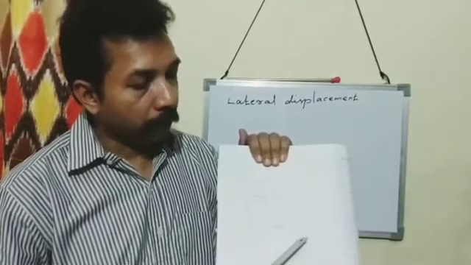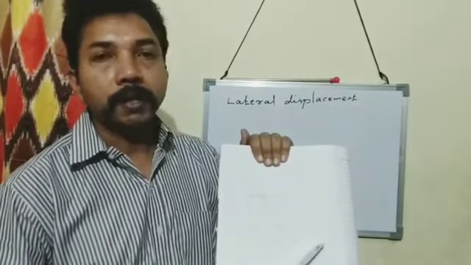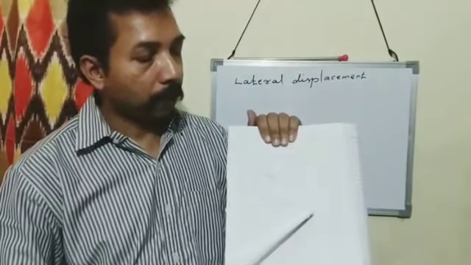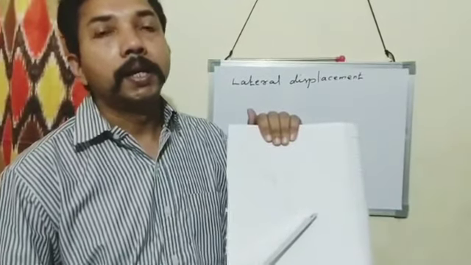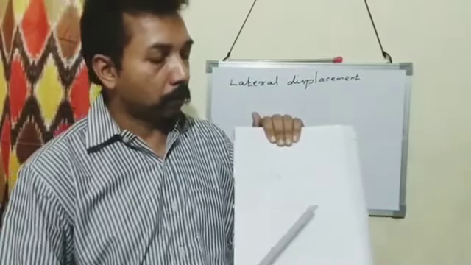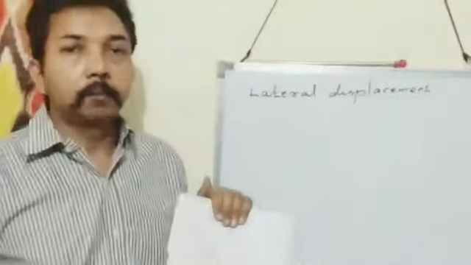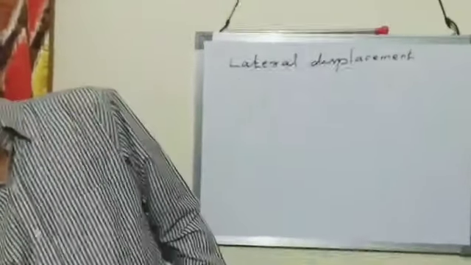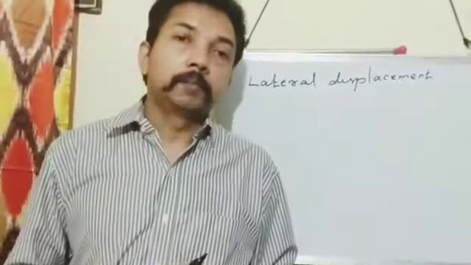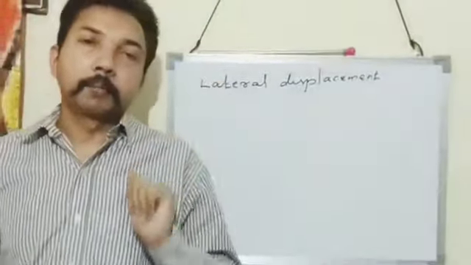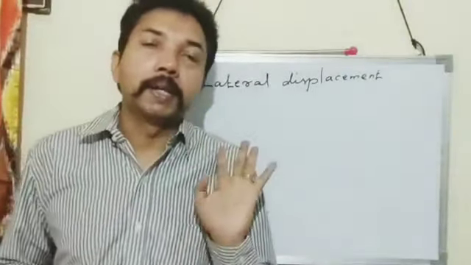Then a perpendicular is drawn between these two, that is the incident ray produced and the emergent ray. This perpendicular distance between the incident ray produced forward and the emergent ray is called lateral displacement. Lateral displacement is the perpendicular distance between the incident ray produced forward and the emergent ray.